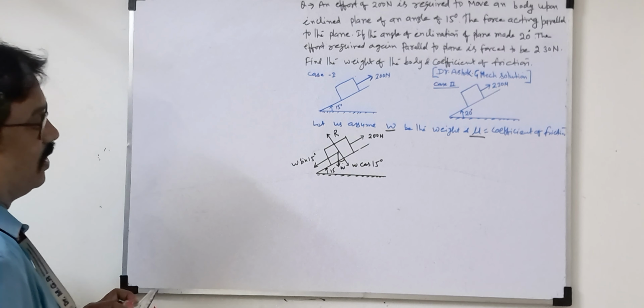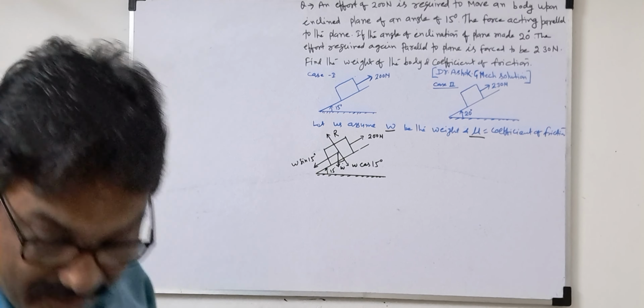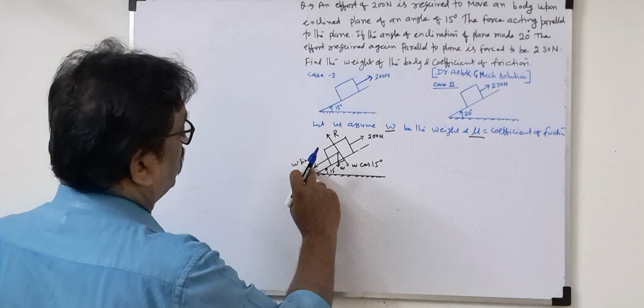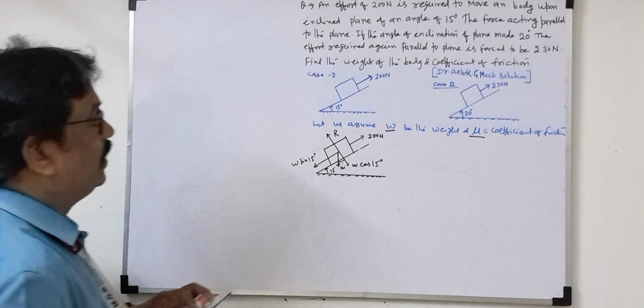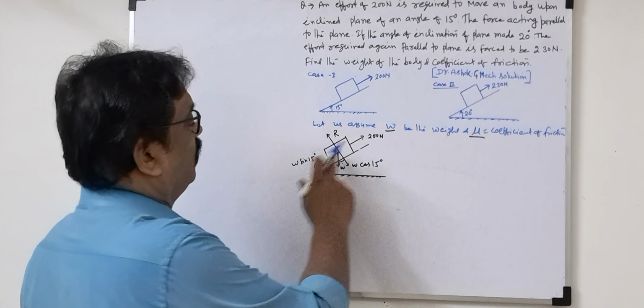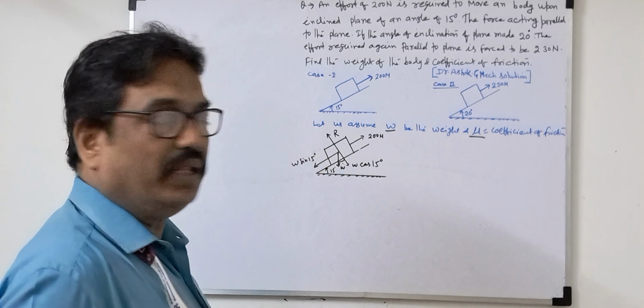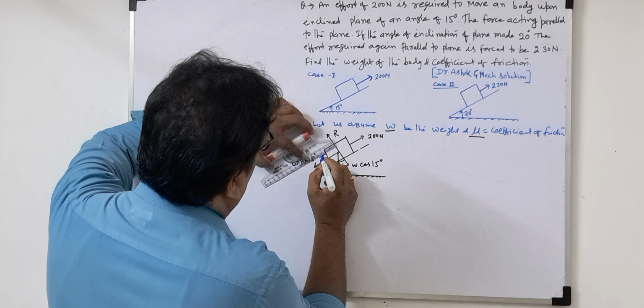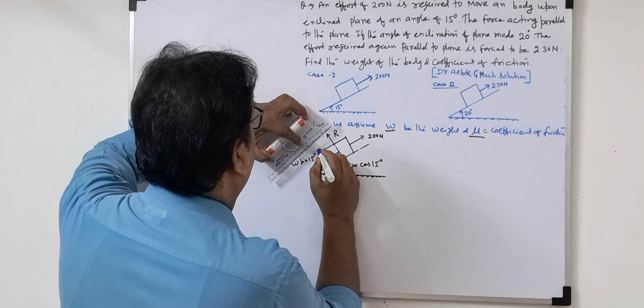So this is over. Now we'll see the frictional force. Frictional force is W sine theta and W sine 15 degree versus 200. The frictional force will be opposite to the bigger force. But here we don't know exactly, so we are assuming 200 will be the bigger. So we are taking the frictional force in this direction.